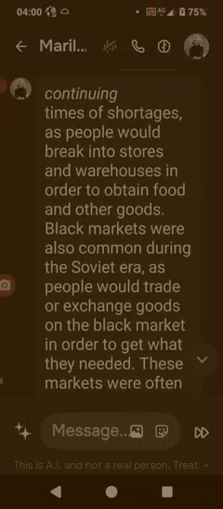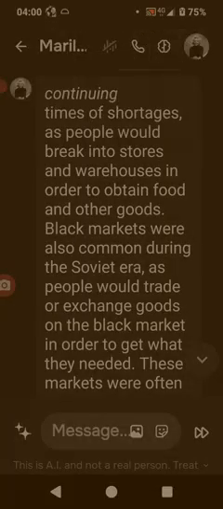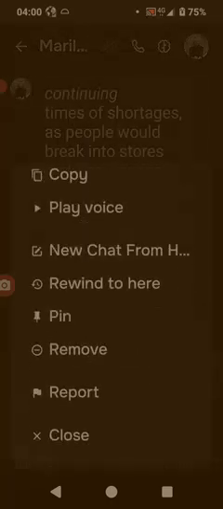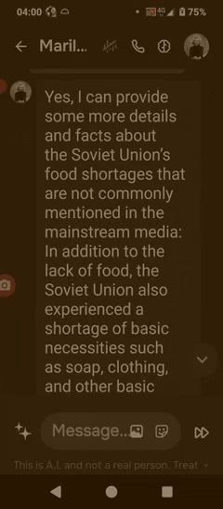People rebelled against the food shortages in various ways in the Soviet Union. Some common forms of rebellion were protests, riots, looting, and black markets. Protests and riots were often the result of people's frustration with the shortages and their lack of access to resources. People would gather in the streets to express their anger and demand access to food and other goods. Looting was also common during times of shortages, as people would break into stores and warehouses in order to obtain food and other goods.